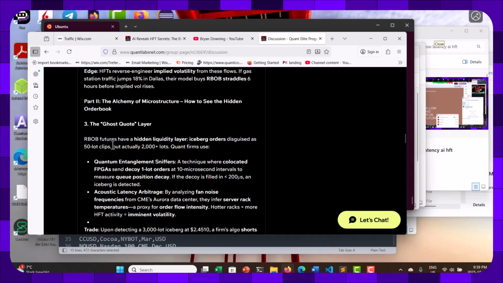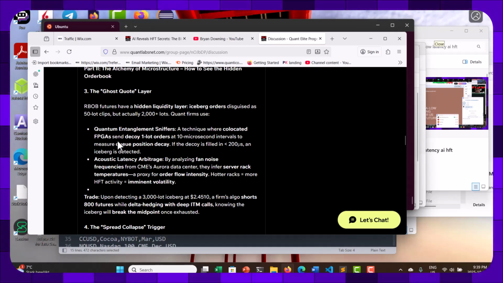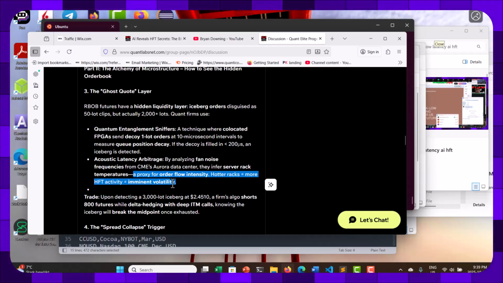So this is a good one right here. If you look at this ghost quota layer, this firm, hidden liquidity layer, iceberg orders disguise 50 lot clips as 2,000 lots. So this firm will use FPGAs along with this. This is the more interesting one. They will use analysis on fan noise frequencies from the CME Aurora data center, and assume that the server rack temperatures can be used as a proxy for order flow intensity, meaning hotter racks, more HFT activity, meaning imminent volatility. So that's the data set they use.